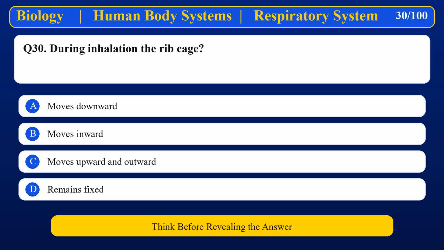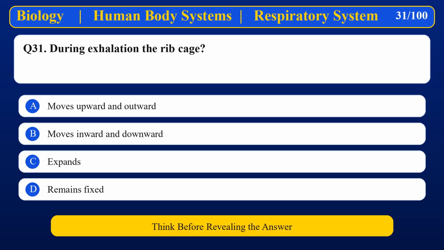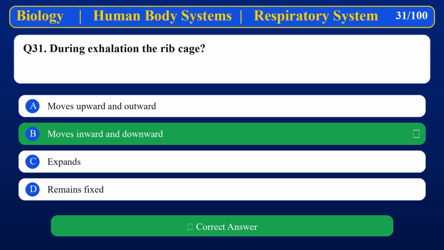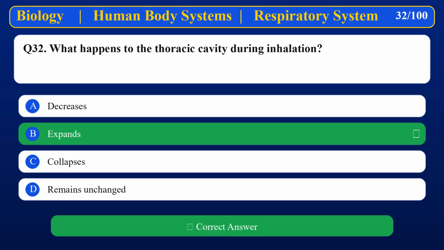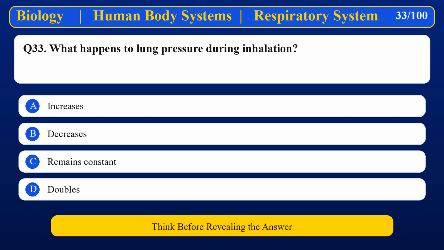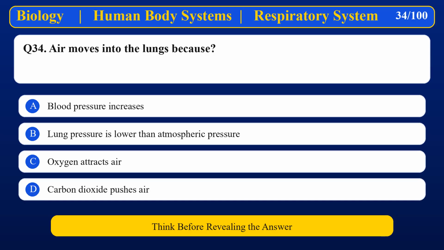During exhalation, the diaphragm? Relaxes. During inhalation, the rib cage? Moves upward and outward. During exhalation, the rib cage? Moves inward and downward. What happens to the thoracic cavity during inhalation? Expands. What happens to lung pressure during inhalation? Decreases.